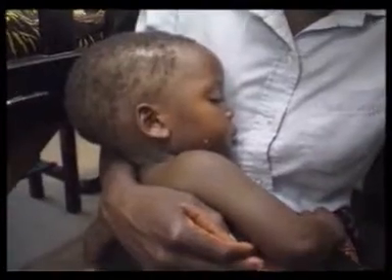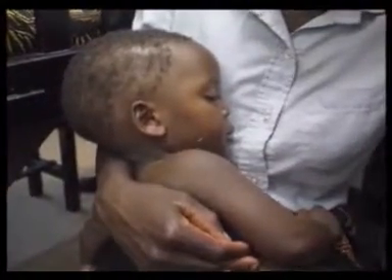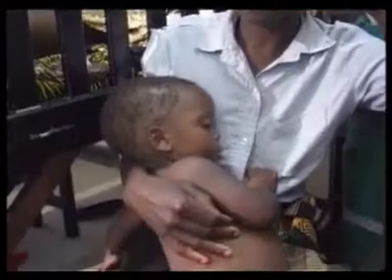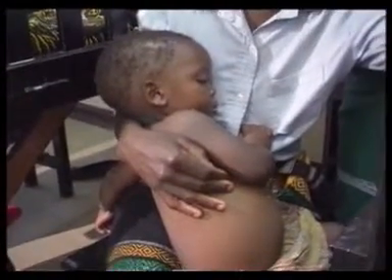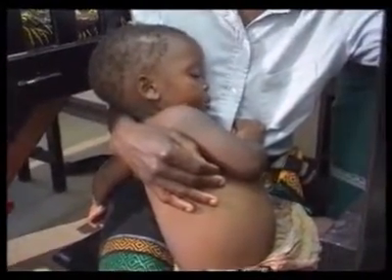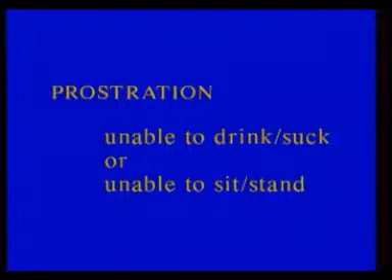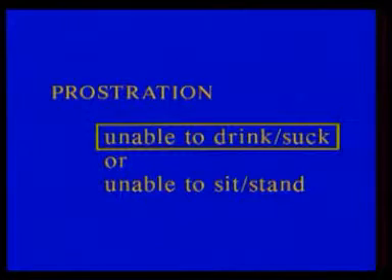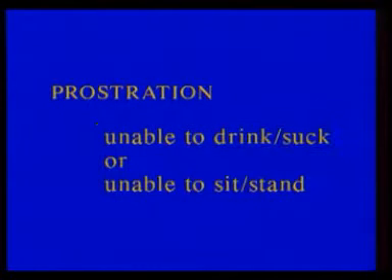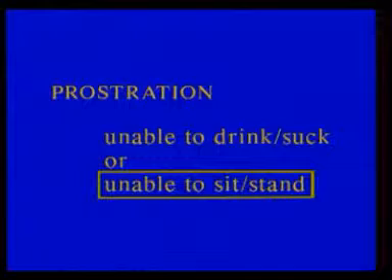Here, there is no disorder involving the other 3 elements, but the child has severe general weakness or prostration and needs to be treated urgently. We say that a child has prostration when it is unable to drink or suck at the breast, or is unable to sit or stand.